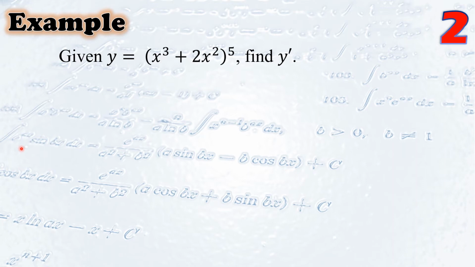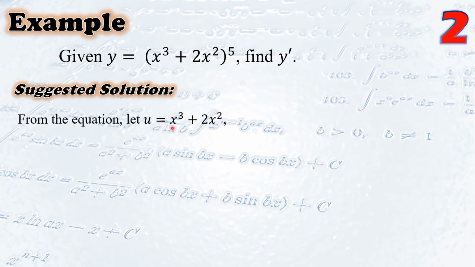Let us have an example. Given y is equal to x cubed plus 2x squared, raised to the 5th power, find y prime, or the derivative of y with respect to x. Here is our suggested solution. Let u be equal to x cubed plus 2x squared. Hence, u is a differentiable function of x. The derivative of u with respect to x, therefore, is 3x squared, that is the derivative of x cubed, plus 4x, and that is the derivative of 2x squared.